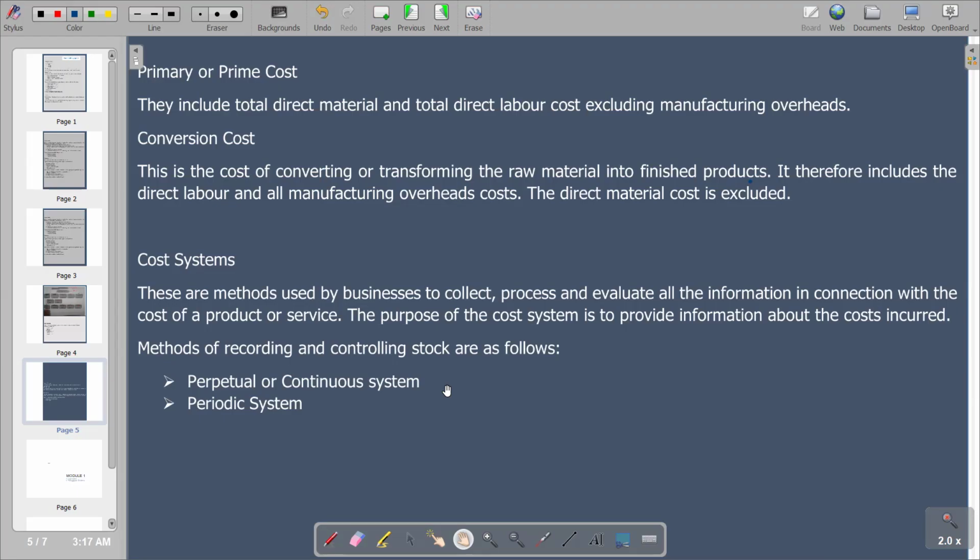Under perpetual, we are saying it keeps track of inventory balances continuously, with updates automatically whenever a product is received. Under periodic, we are saying this is when inventory and cost of goods sold are calculated at the end of the financial period. It is very important for us to take note of the difference between the two, that is perpetual and periodic. So that's what we have on that part. And obviously, we still have certain concepts that we still need to look at.